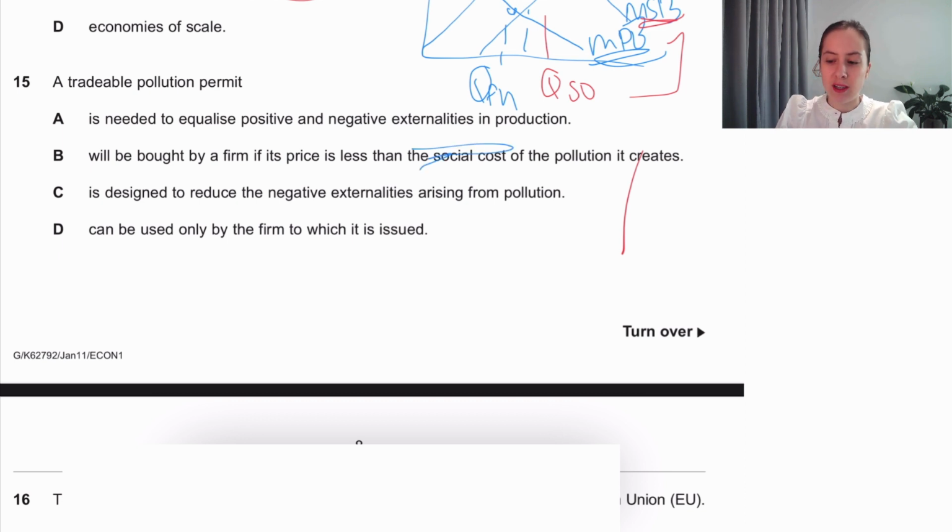Okay, firms don't care about social costs. They profit maximize. They care only about the costs that they face. So I don't think that is making sense. Equalize externalities in production.